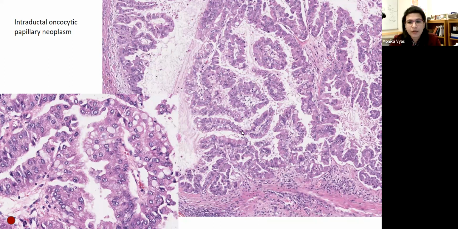And then you can find scattered goblet cells within these epithelial linings. So it's not continuously lined by mucinous epithelium, but has only scattered goblet cells. That is a characteristic of intraductal oncocytic papillary neoplasm. And now we know that these are genetically different from IPMNs. And these by definition are high grade, so there is no low grade category in this. And they also can have invasive carcinomas associated with them.